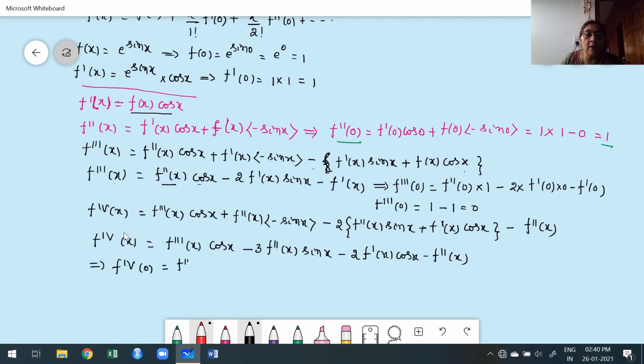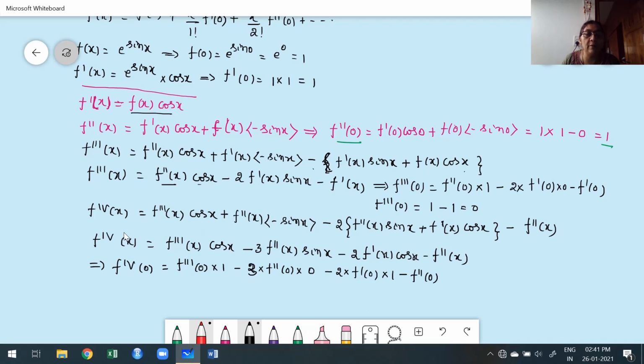f triple dash of 0 into cos 0, which is 1, minus 3 times f double dash of 0 into sin 0. What is sin 0? It is 0. Minus 2 into f dash of 0 into cos 0. What is cos 0? 1. It is not necessary to write sin 0 and cos 0 because you already know that. Minus f double dash of 0.